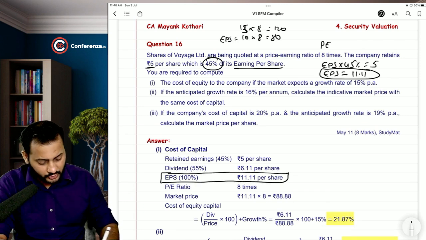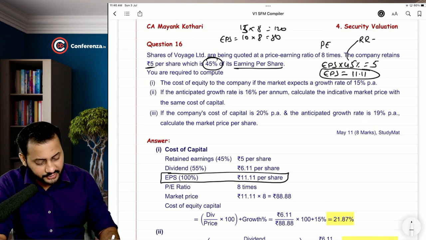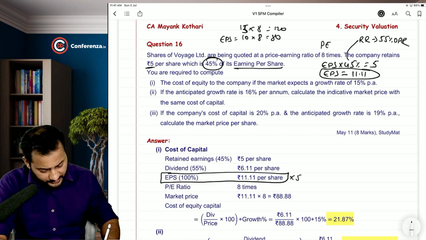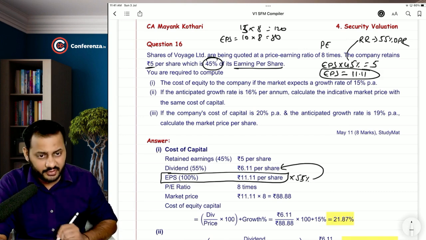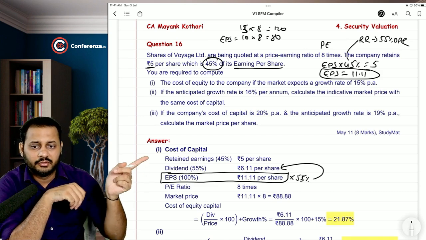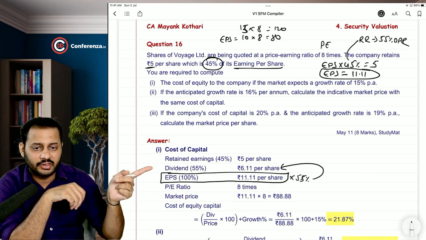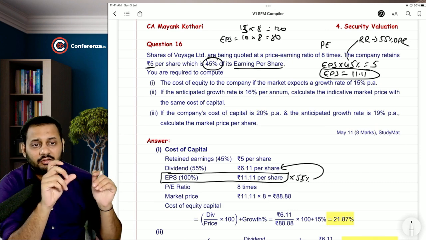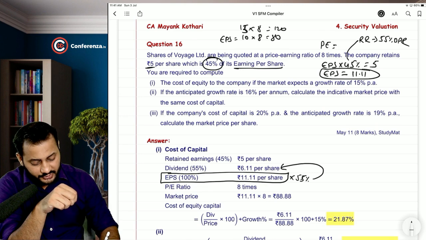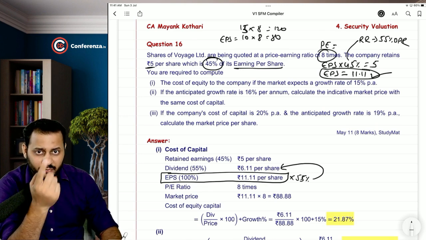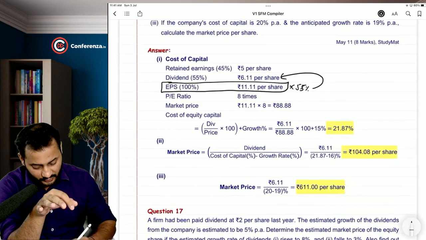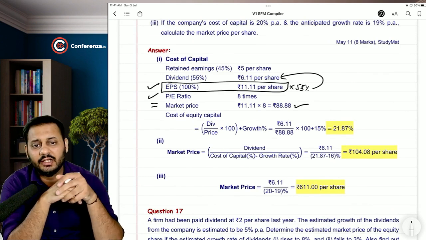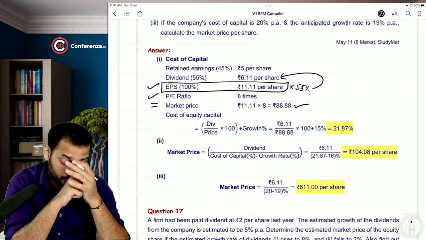If 45% is the retention ratio, can I say that 55% is the dividend payout ratio? So 55% of this will be the dividend per share. So retention 5 rupees, dividend 6 rupees 11 paisa, EPS is 11.11. Okay, that's good. Then we have one more thing, which is the PE ratio of 8 times. We have the EPS and the PE ratio, so we can calculate the market price. EPS multiplied by PE ratio gives the market price, which comes down to 88.88. So we have the market price as well.